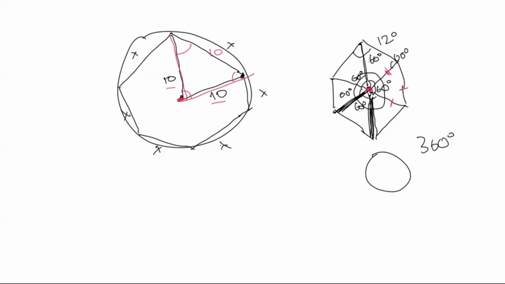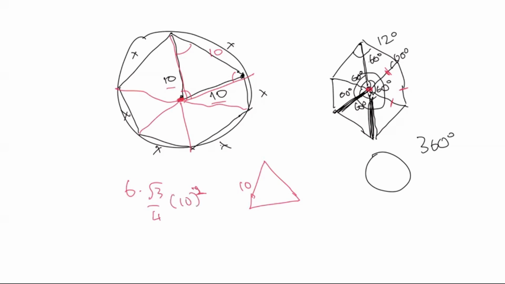So to find the area of this hexagon, all we need to do is find the sum of the six areas of these equilateral triangles. I know this is not a well-drawn hexagon, but let's just say it is. So we have six equilateral triangles, and to find the area of an equilateral triangle with side length 10, the formula is root 3 divided by 4 a squared, or 10 squared.